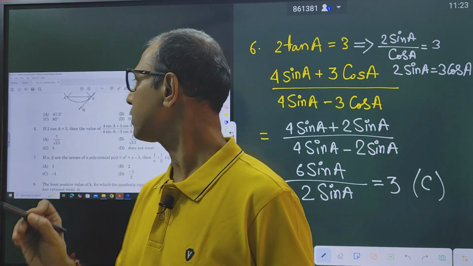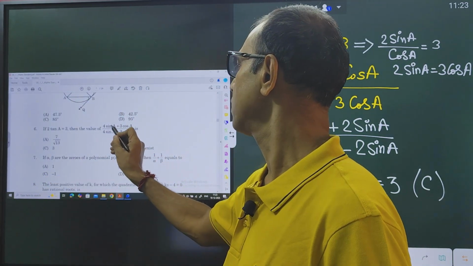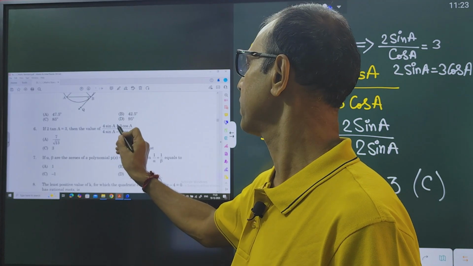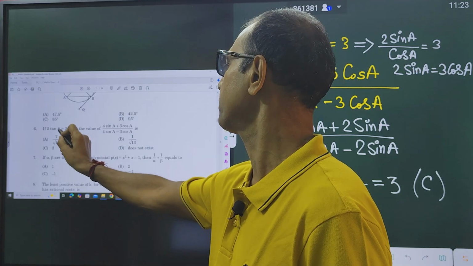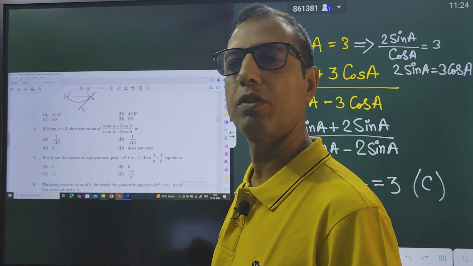So you can solve this problem in two ways. One way is dividing both numerator and denominator with cos A and put the value of tan A from here. 2 tan A equals to 3, that means tan A equals to 3 by 2. That's how we can do that.